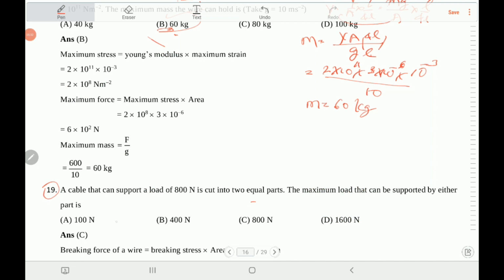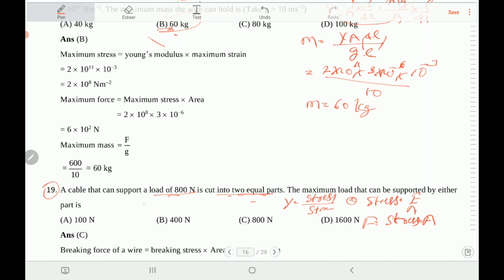Next one. A cable that can support a load of 800 Newton is cut into 2 equal parts. The maximum load that it can support is the load or breaking stress. How do you calculate? Young's modulus Y is stress divided by strain. You can use this. Or what is stress? First of all, stress is force by area. So you solve for F: stress into area. Area of cross section of the wire. Force, that is the breaking strength.